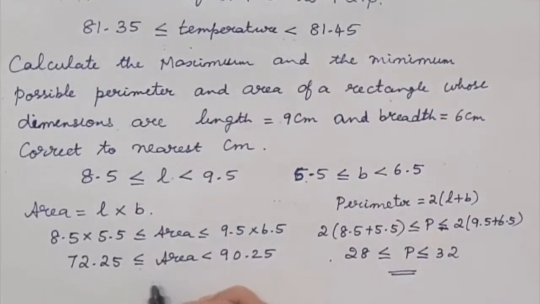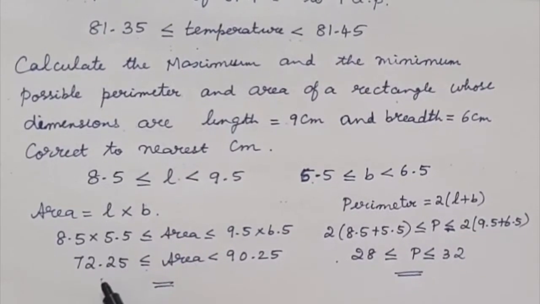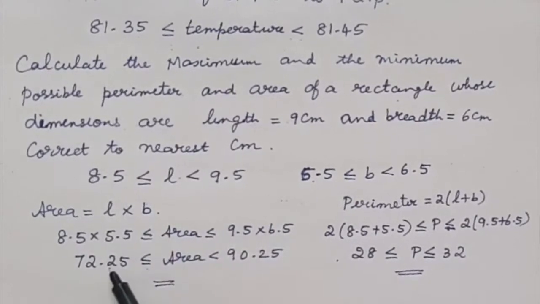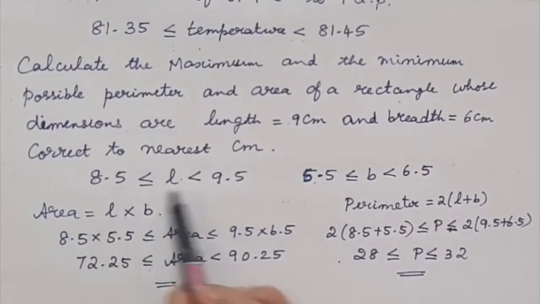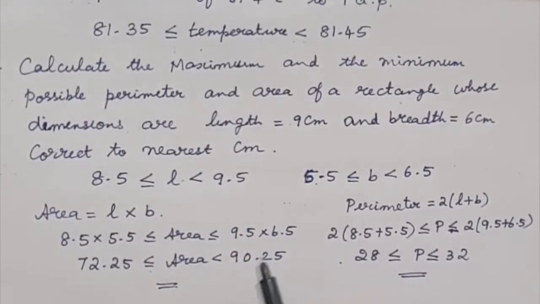So we have to remember that for addition and multiplication, when we need to find the lower bound, we use the lower values to calculate the lower bound. And then for finding the upper bound, we use the upper values to calculate the upper bound.